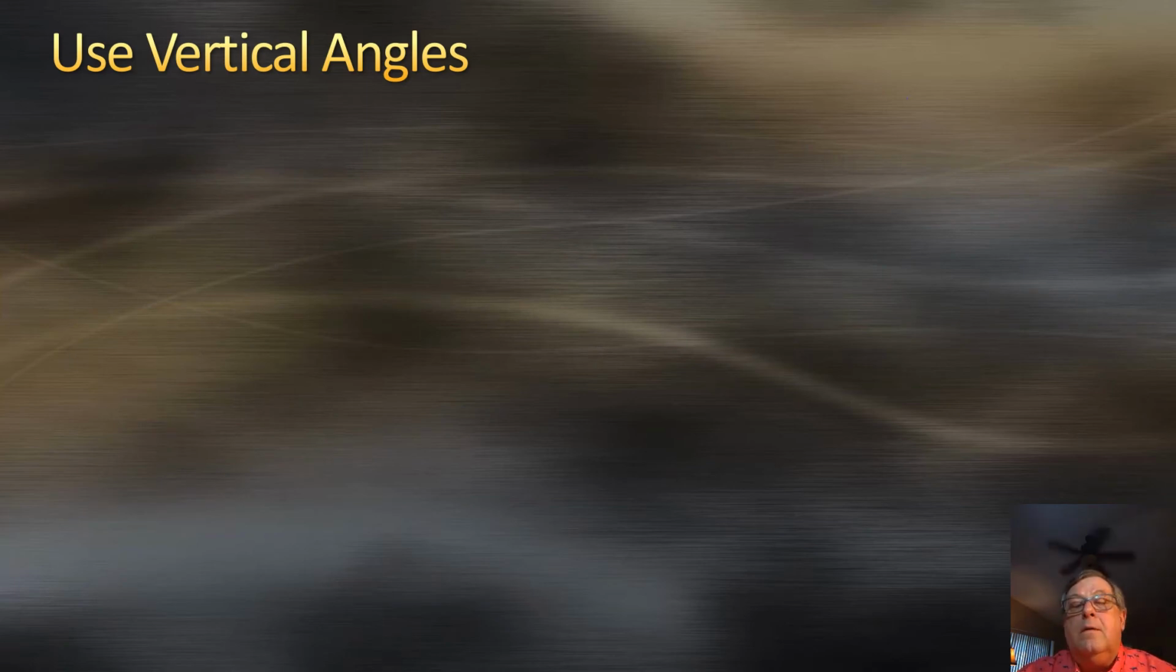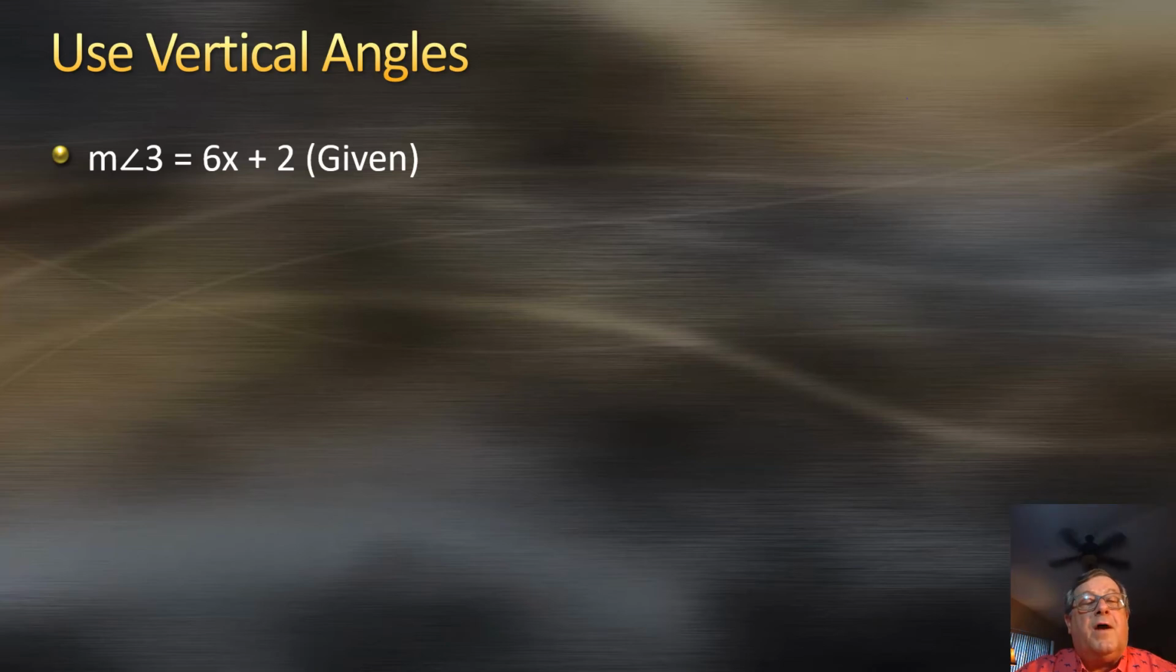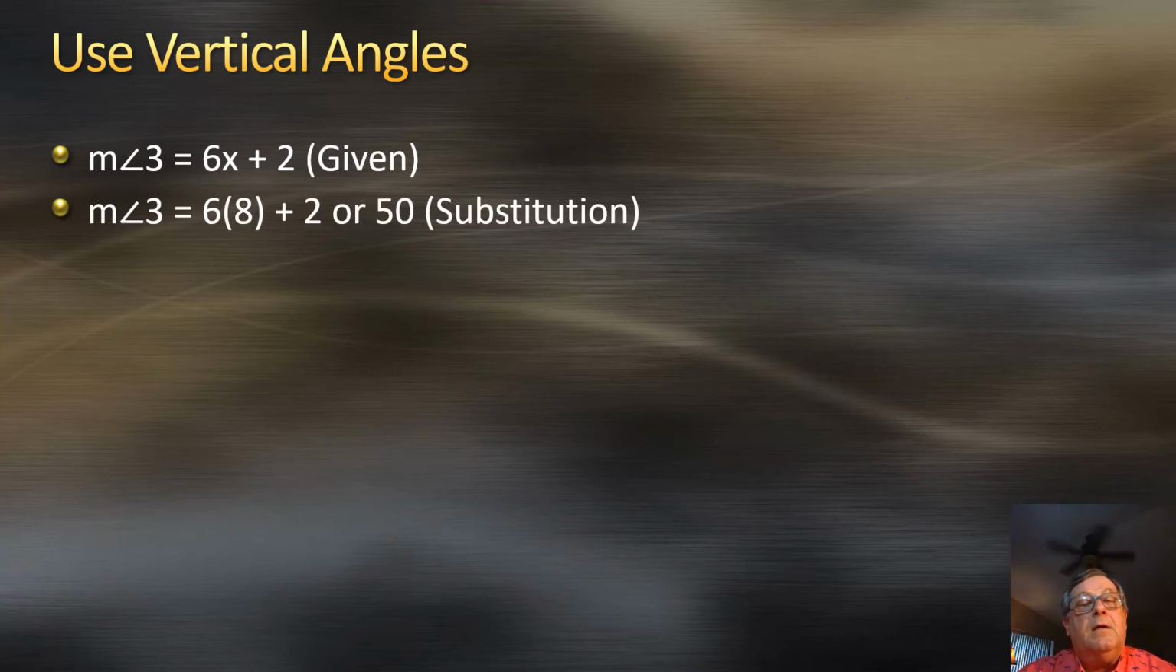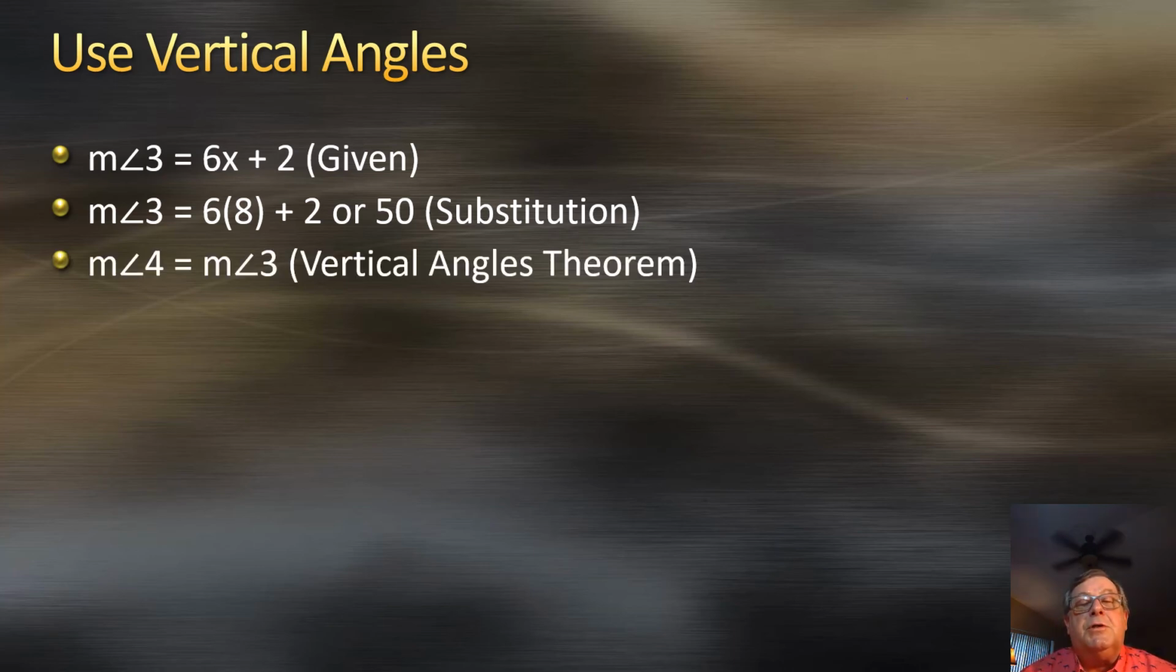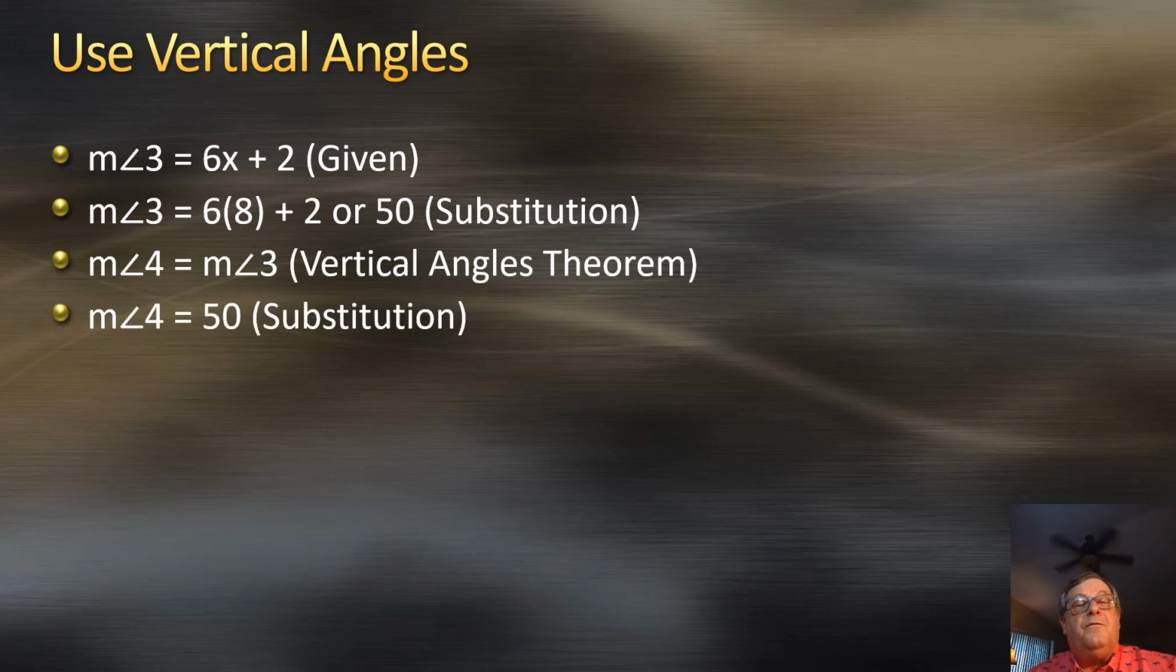So, the measure of angle 3 is equal to 6x plus 2. That's a given. I think I'm going to substitute 8 for x. Oh, I did. So the measure of angle 3 is equal to 6 times 8 plus 2, or 50, using substitution. And the measure of angle 4 is equal to the measure of angle 3. We've already stated that, the vertical angles theorem, and so therefore the measure of angle 4 is equal to 50, using our old friend substitution.